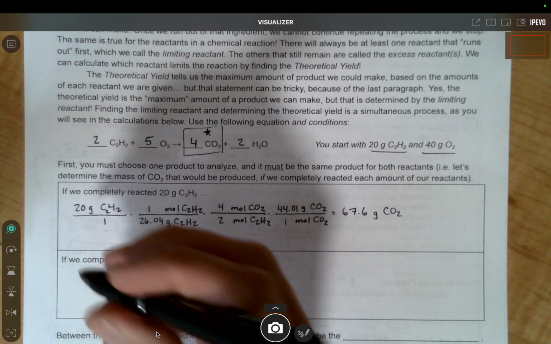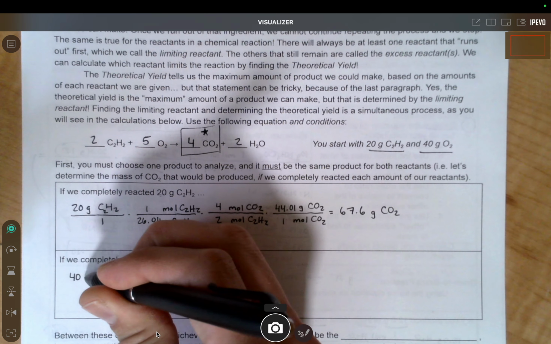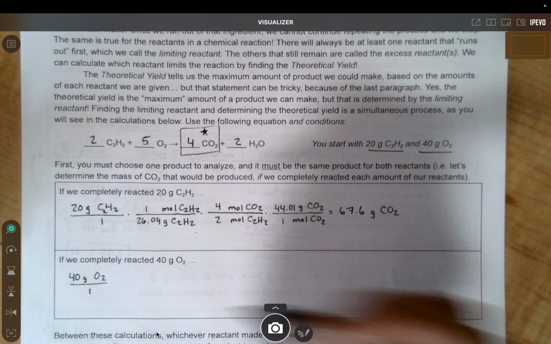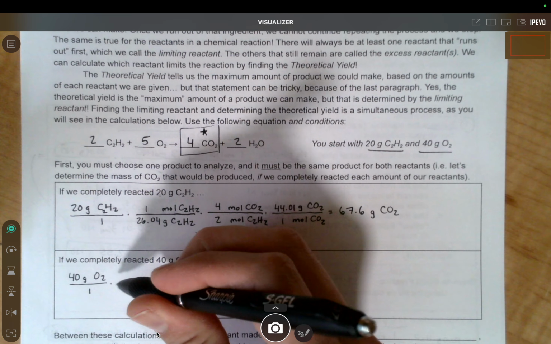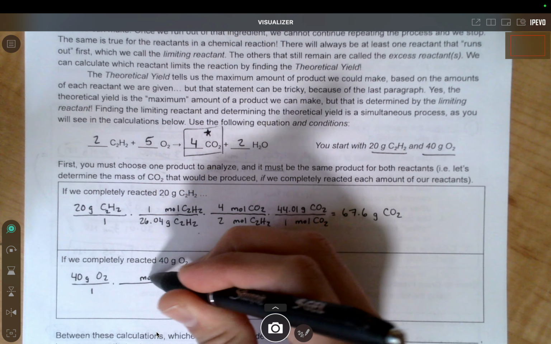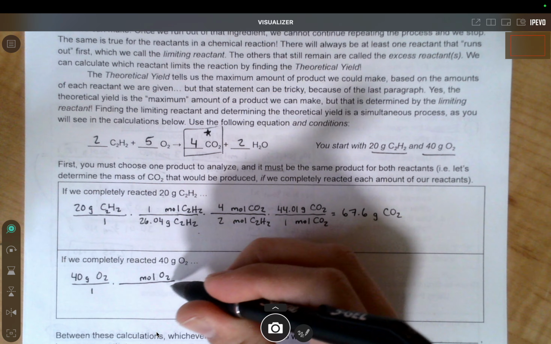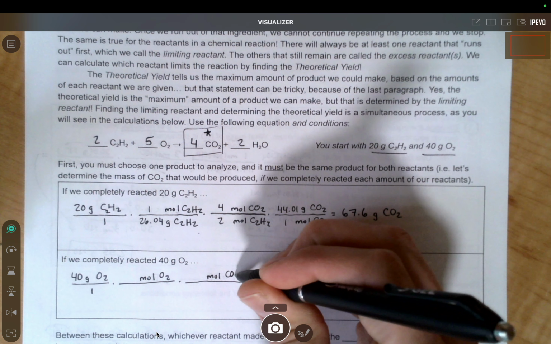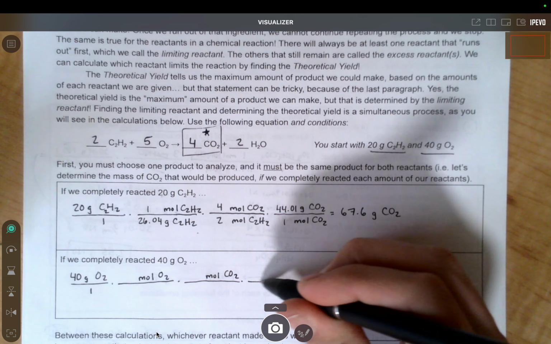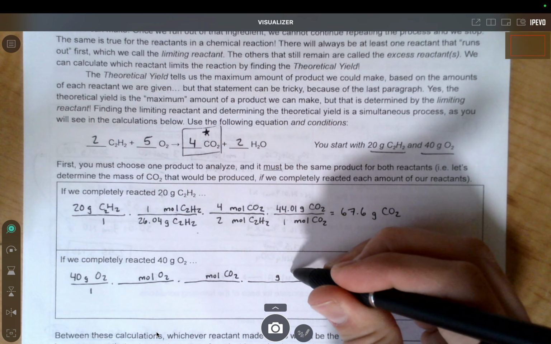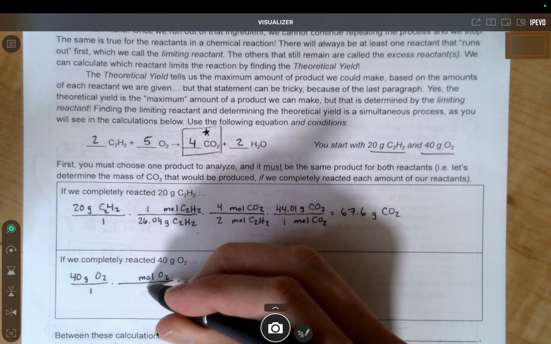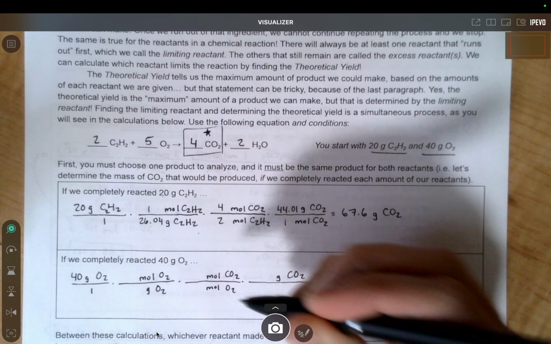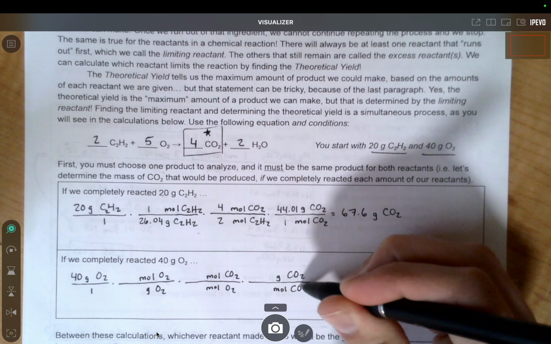We're going to put a pin in this for now and come back to this answer in just a moment. Let's do this calculation. If we completely use 40 grams of oxygen, how much of our product could we make? Well, I'm going to convert to moles of oxygen, and then I'm going to convert to moles of CO2. Again, I have to convert to moles of CO2 so we can actually compare our answers, and I'm going to convert to grams of CO2.